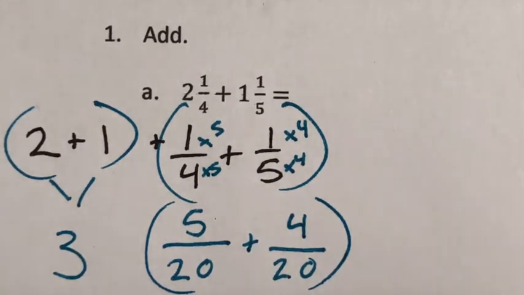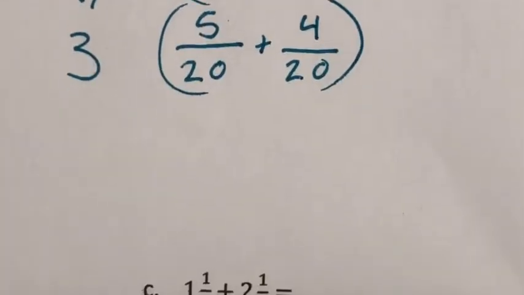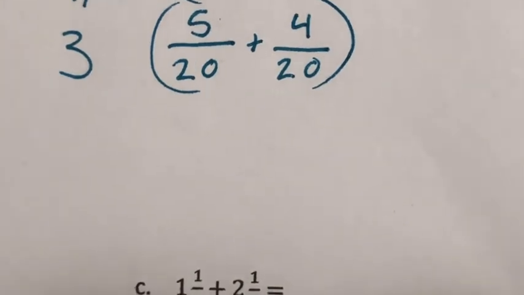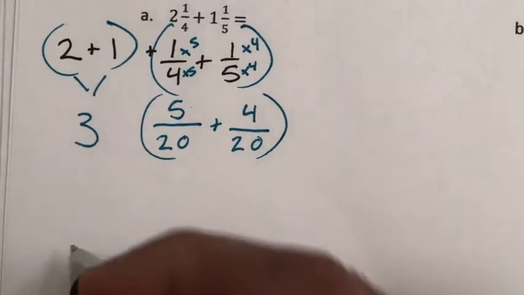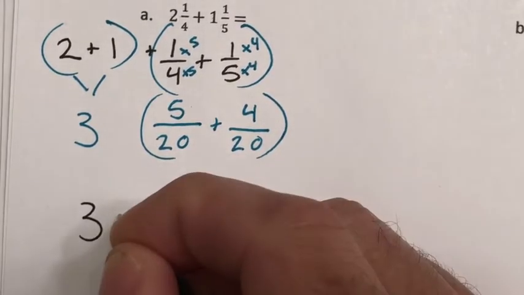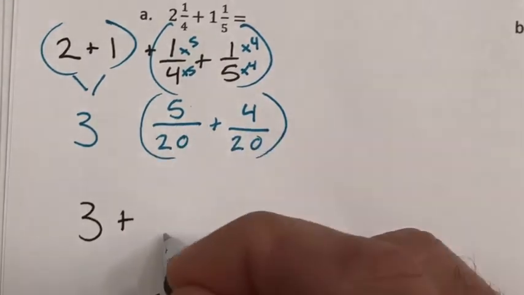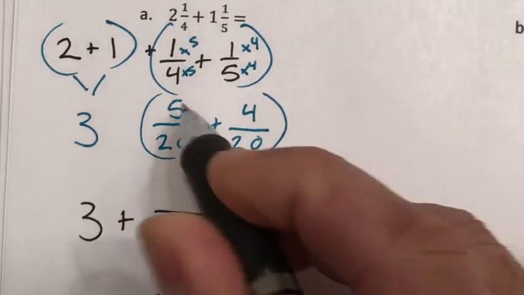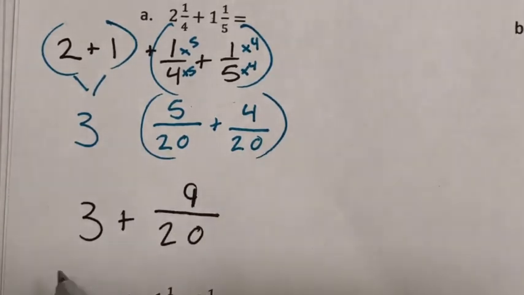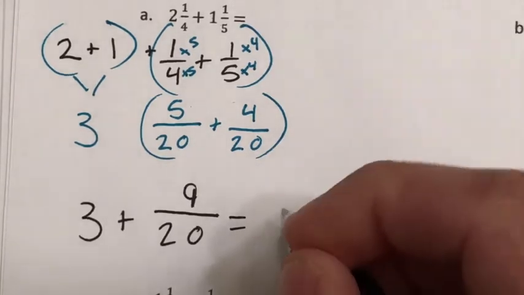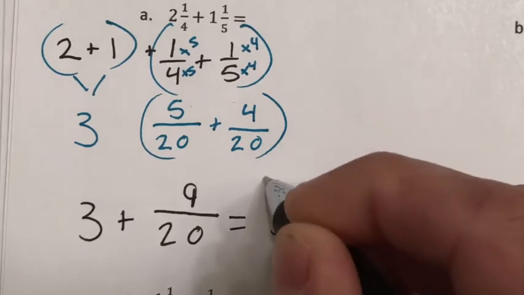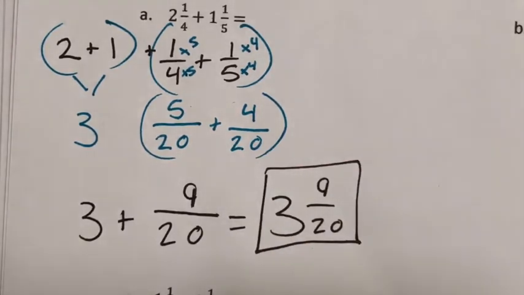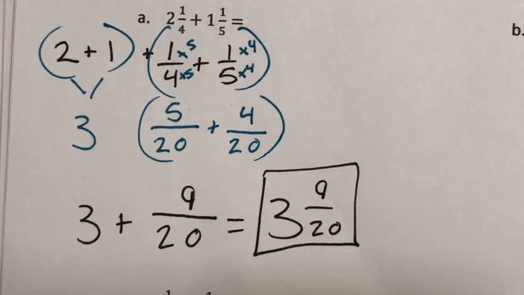Okay, so we can keep bringing it down here. Oh. Not quite yet, Mr. G. Don't go too ahead of yourself. Let me zoom this out a little bit. Okay, so I can bring this 3 down, and then I can say 3 plus, it's going to be over 20. 5 plus 4 is 9. And then, ladies and gentlemen, adding 3 and 9/20ths is pretty simple. All you have to say is, I have 3 and 9/20ths. That's your answer. Okay, keeping it as a mixed number, no problem.